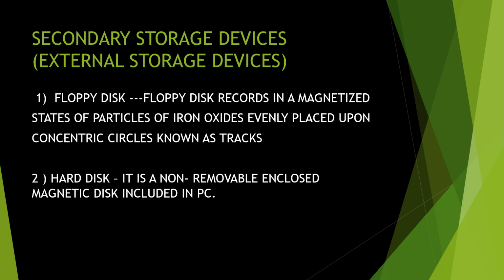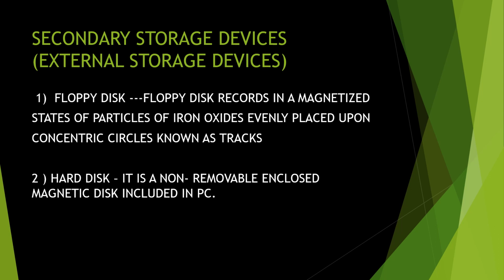Floppy disk records in a magnetized stage. It is a magnetized stage of particles of iron oxide, so it is a magnetized one. Iron oxide is used in it, evenly placed upon concentric circles known as tracks. So there are tracks like circles for the floppy disk.